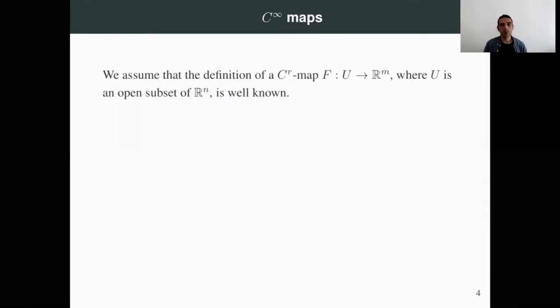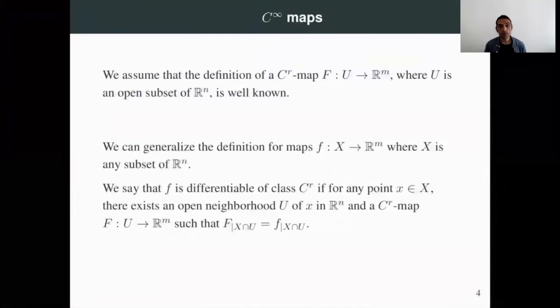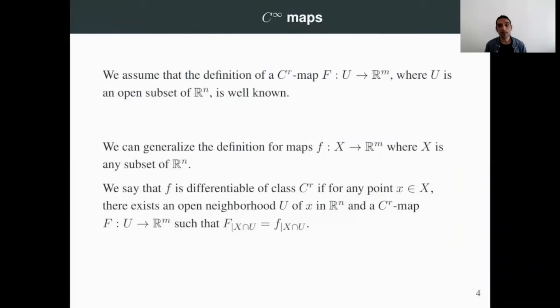We are going to assume that we know what a C^r map from an open set of R^n to R^m is. It's going to be a map whose components are functions that are r times differentiable and with continuous derivatives. It is possible to generalize this definition for maps that are defined now on any subset of R^n. And what we are going to do in order to extend this definition is use an extension approach.